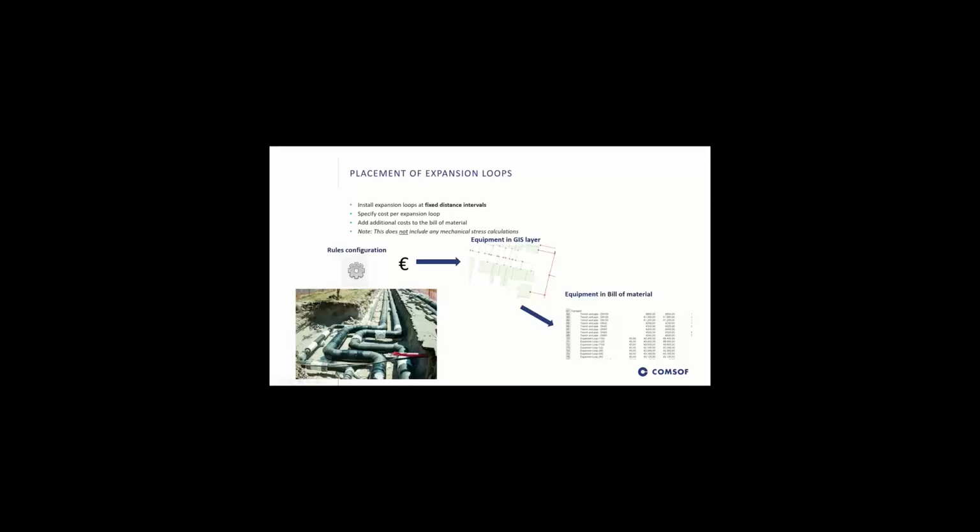So we're going to set them in the rules. We can actually see them in the GIS layer and in the bill of materials, and that's it. In the rules window, you can set the expansion loops on the distribution and transport page layer. So the user must specify the distance between the expansion loops in meters and also specify the cost as a multiplier of the price per meter for the type of pipe. So you can see here that you can check this option to place the expansion loops.